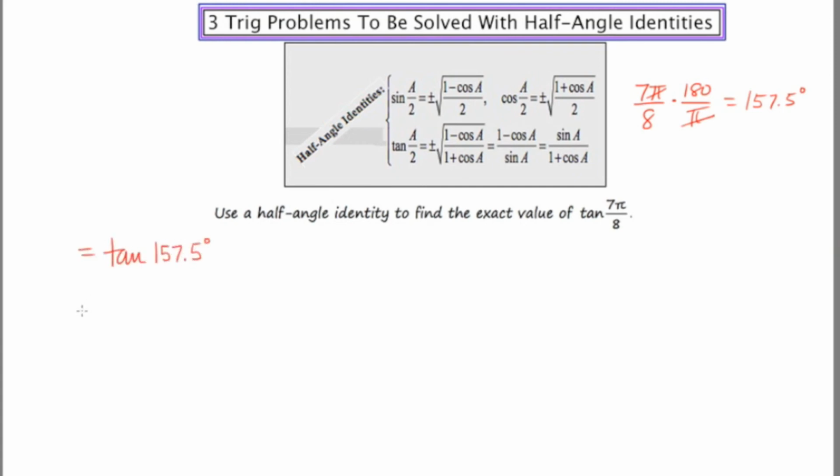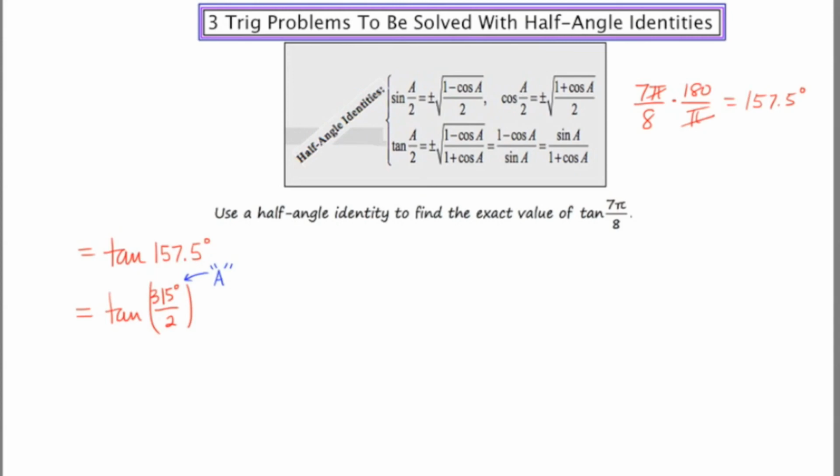Now, 157.5 degrees is not a benchmark angle, but it is half of a benchmark angle. 157.5 happens to be half of 315. So I'm going to write this as the tangent of 315 degrees over 2. I'm now going to clearly identify what A is, and A is going to be the 315. It's this number on top. I make a point to write down what A is since it's used again later on in the formula.